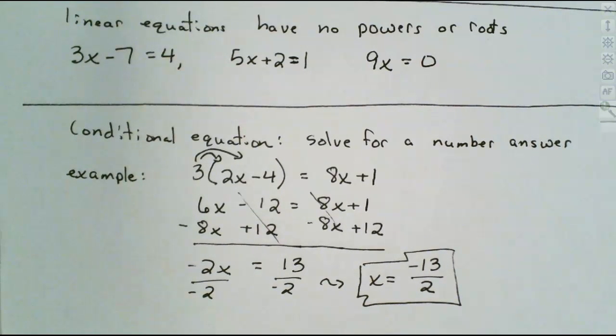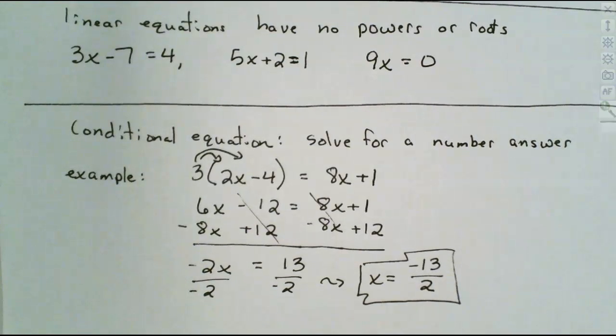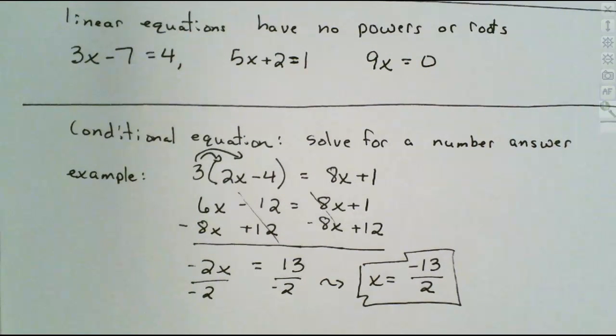And this is called conditional. And why is it called conditional? It's called conditional because we were able to solve it for an answer. There's a condition that makes it work, makes it true. And that condition is minus 13 over 2.